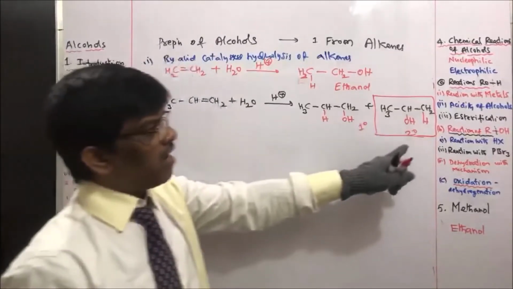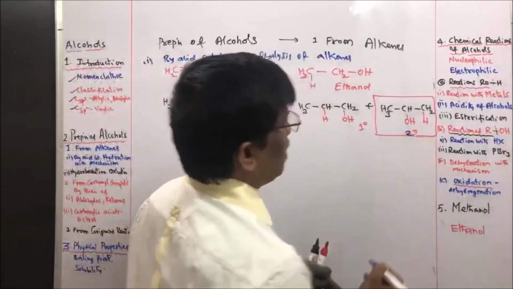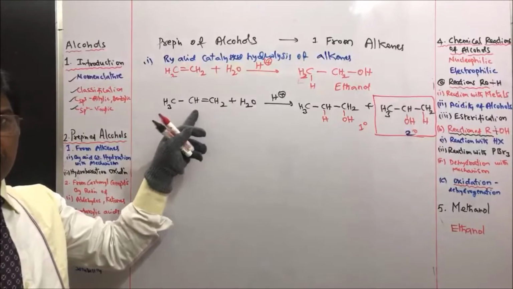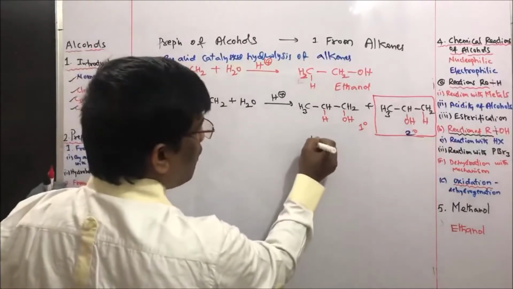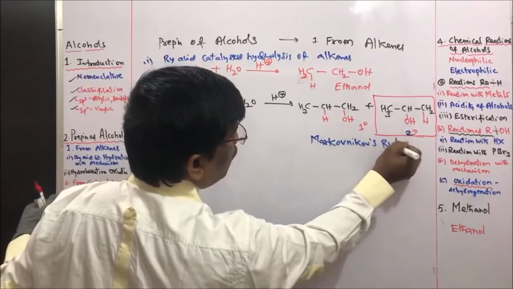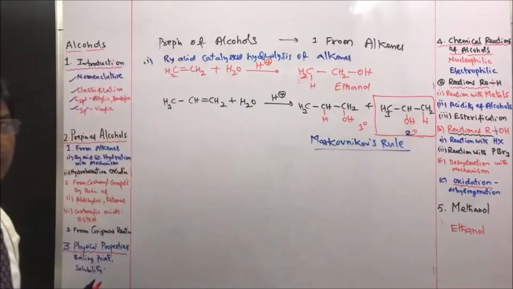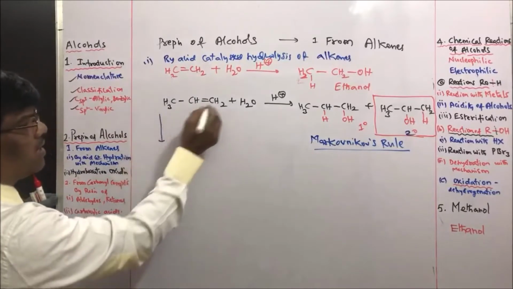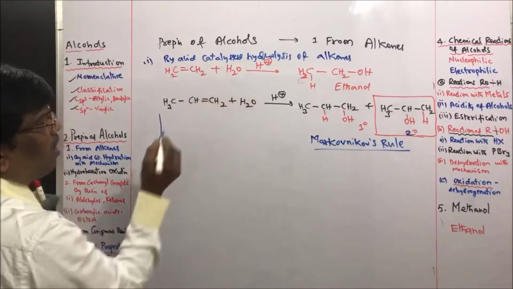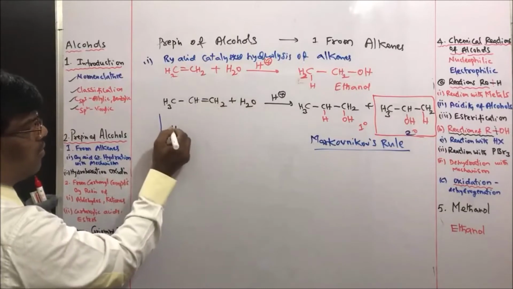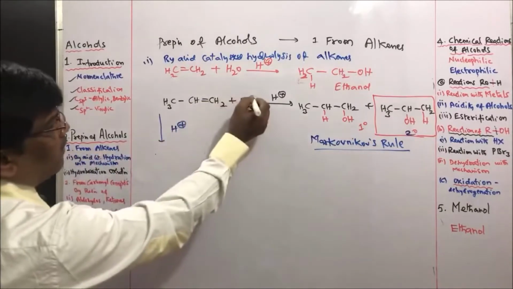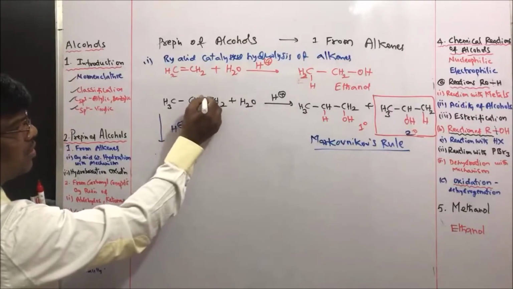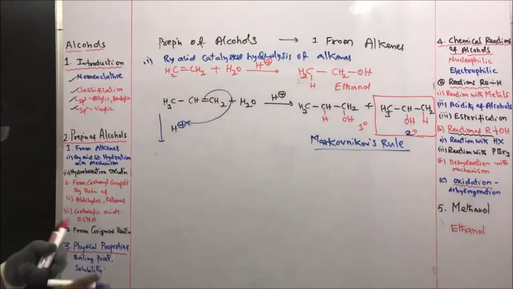Dear students, secondary alcohols are going to be formed as major when you take an asymmetric alkene, because as per Markovnikov's rule we are going to get this secondary alcohol. Let us see the mechanism so that you will understand. The first step is protonation of the alkene. In presence of H+ ions, the alkene is going to take up this proton.